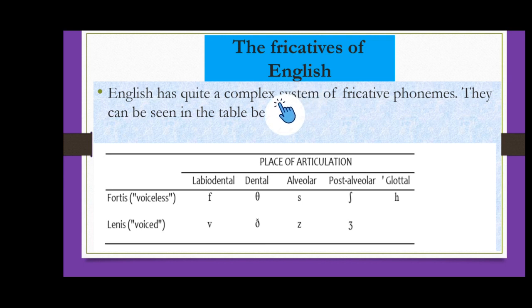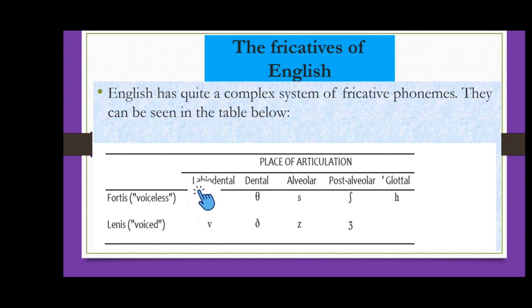The fricatives of English. English has quite a complex system of fricative phonemes, and they can be seen in the table below. Here we can see place of articulation. So the places of articulation of fricative sounds are labiodental, dental, alveolar, post-alveolar, and glottal. When we say labiodental, we are using two organs of speech. One is the lip and the other is the teeth. And we have also dental, which means with the help of teeth. And we have alveolar, with the help of the alveolar ridge. We have post-alveolar, the area which comes after alveolar. It is just before the hard palate. And then we have glottal.